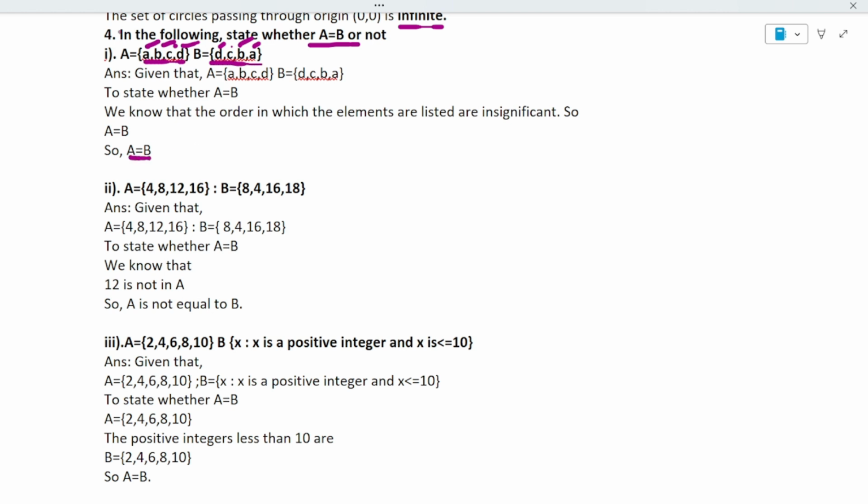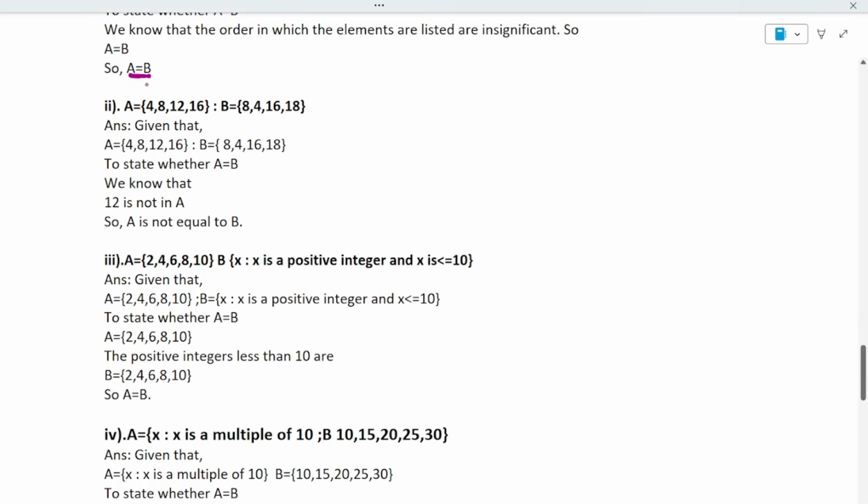We should just see whether set A is contained in set B, and also the reverse. Even if one element is not there, the sets are said to be not equal. Here 4 is there, here also 4 is there. Here 8 is there, here 8 is there. Here 12 is there, but here 12 is not there. So we say this is not equal.